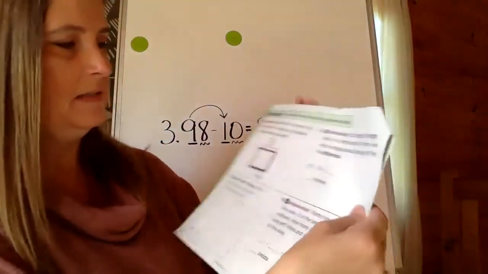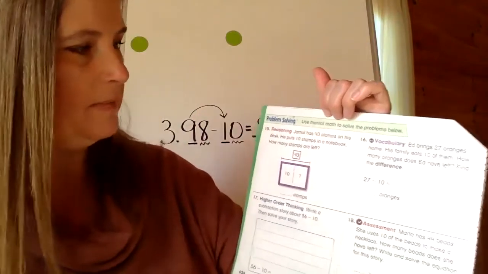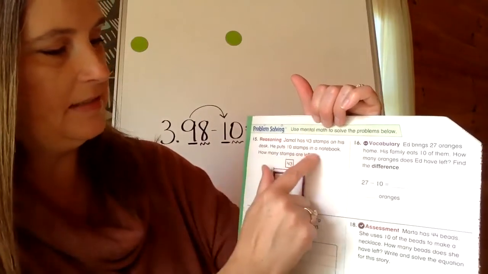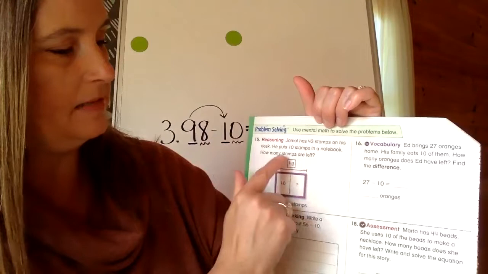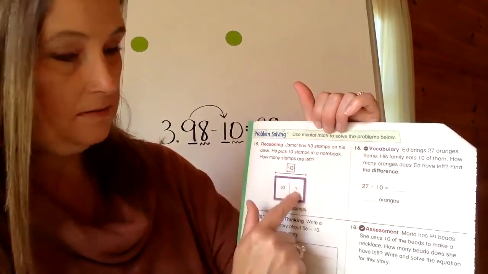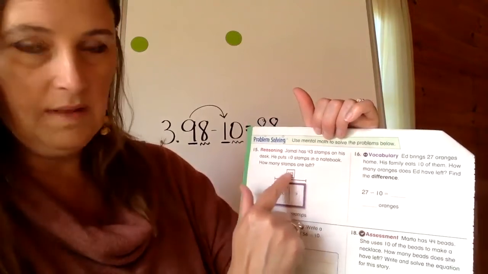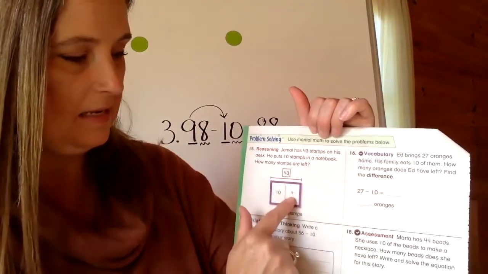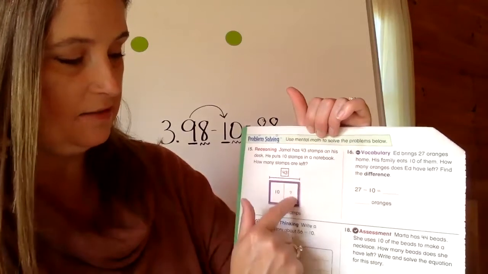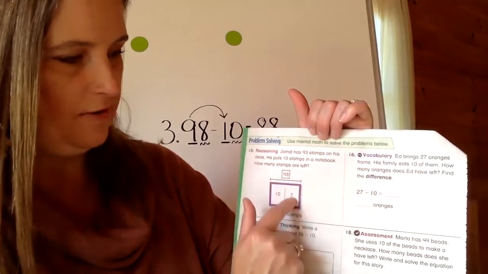All right, number 15 says, or let me go over the directions. Again, it's the same thing. Use mental math to solve the problems below. Number 15 says Jamal has 43 stamps on his desk. He puts 10 stamps in a notebook. How many stamps are left? Okay, so there's that part-whole map. So you know the one part, what do you have to put on the other side to make the whole equal 43? So you're adding 10 or subtracting 10 from your whole, adding 10 to another part, or subtracting your part from your whole to figure out what your other part is.